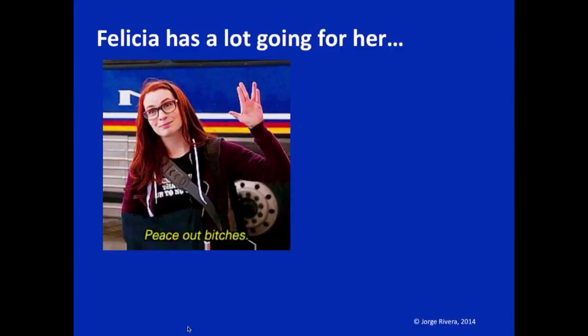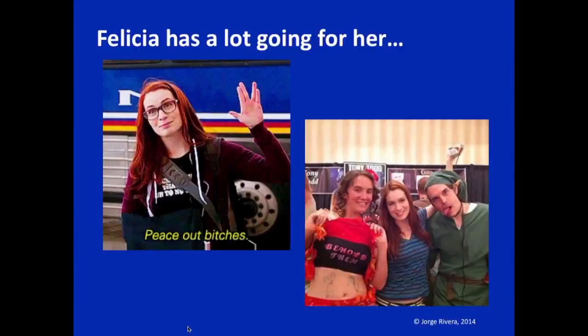She has all these amazing things going for her, but the number one thing that Felicia Day has going for her is that she knows her target audience, and not only does she know her target audience, she is her target audience. She is a geek. She is a video gamer. She herself plays video games. She herself is a comic book geek. She herself is a sci-fi geek.